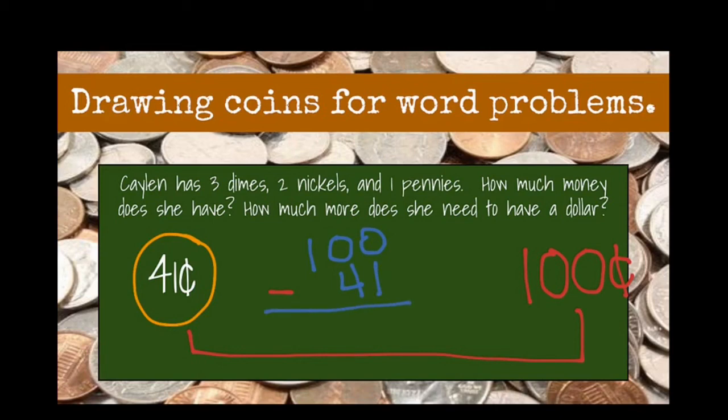I need to go and borrow because I have more on the floor, but there's no one here. So I'm going to make a square, cross it out, take 1 away from 10, which is 9. This becomes a 10. 10 minus 1 is 9. 9 minus 4 is 5. And then we have zeros here. So she needs 59 cents to get to $1. The difference between 41 and 100 is 59 cents.